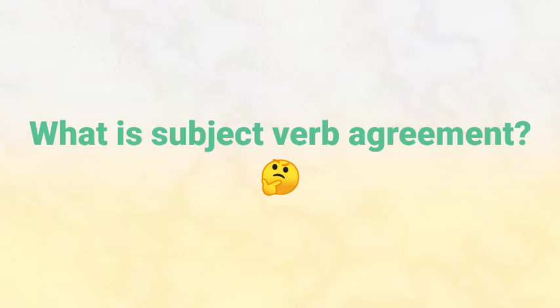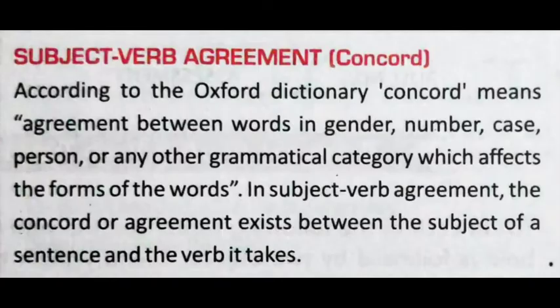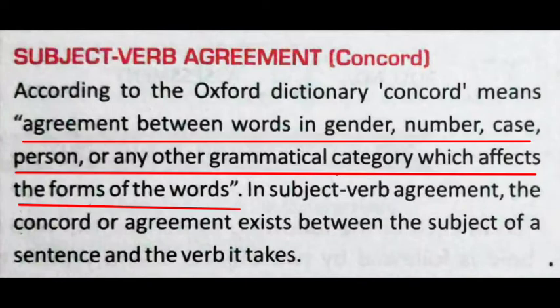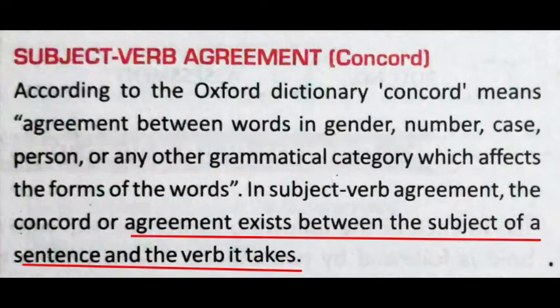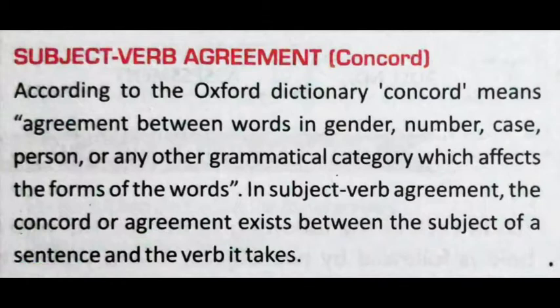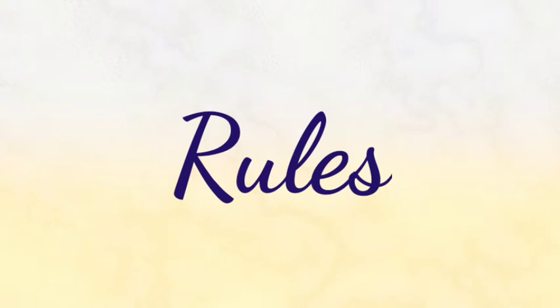So what does the word subject verb agreement mean? It means that there is an agreement, there is a relation between the subject and the verb. Here it means that according to the gender, number, case or person or any other grammatical category we can take of the subject, the verb is used accordingly. So there is an agreement between the subject of the sentence and the verb it takes. The verb is always according to the subject. Today we learn about some rules of how this agreement takes place.